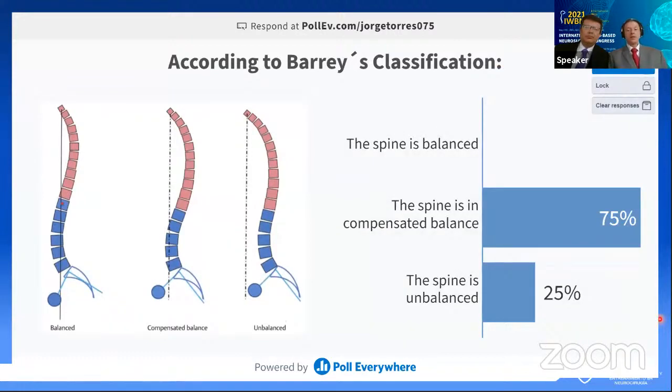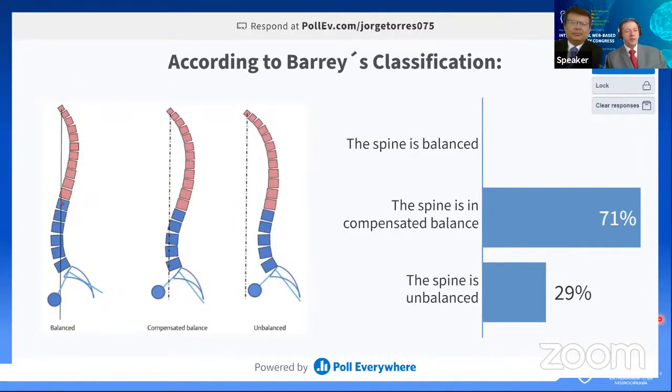Very well. So 71%, the spine is in compensated balance and the spine is unbalanced at 29%. So how do we know in which situation we are? Well, right now we've already established that it's in a type 3 sagittal profile. So the next question is, what should that spinal profile be if there was nothing going on? And for this, the pelvic incidence might be a good guideline.